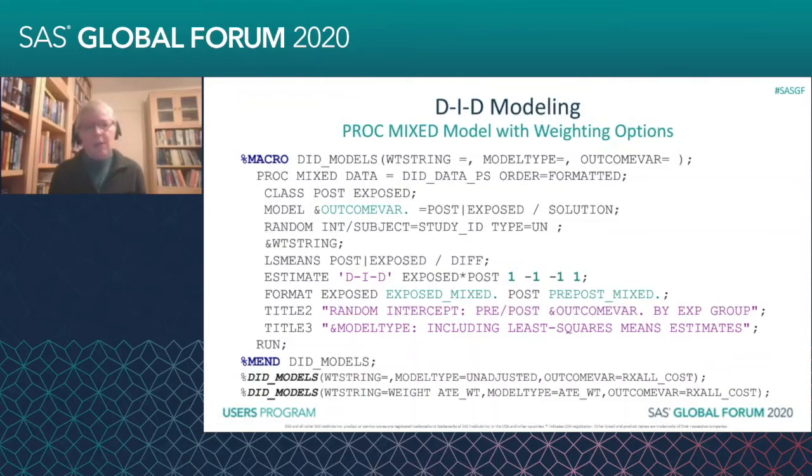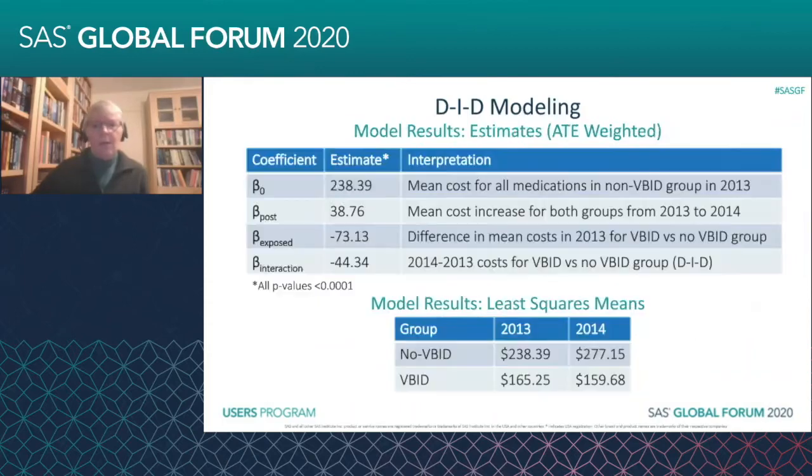Then I have a little weight string macro variable that allows us to put in a weight statement or not. And I've requested the least squares means for all of my variables with the differences in least squares means. And then I'm doing a quick estimate of the DID to give me the values for the actual difference in the slopes. So you can run this macro either weighted or unweighted, and I ran it weighted, and these are the results.